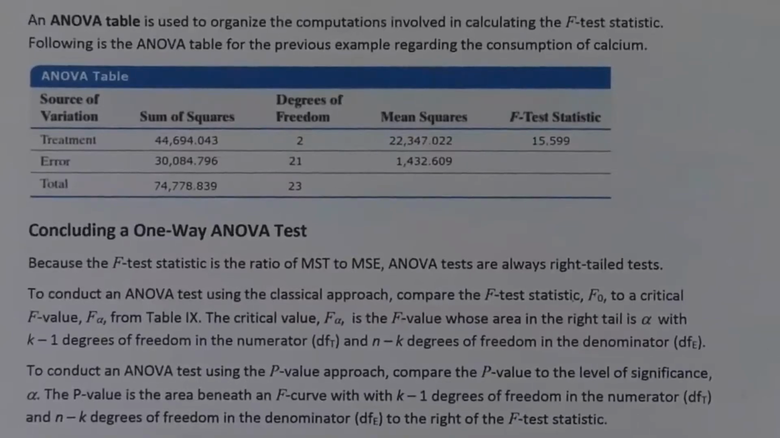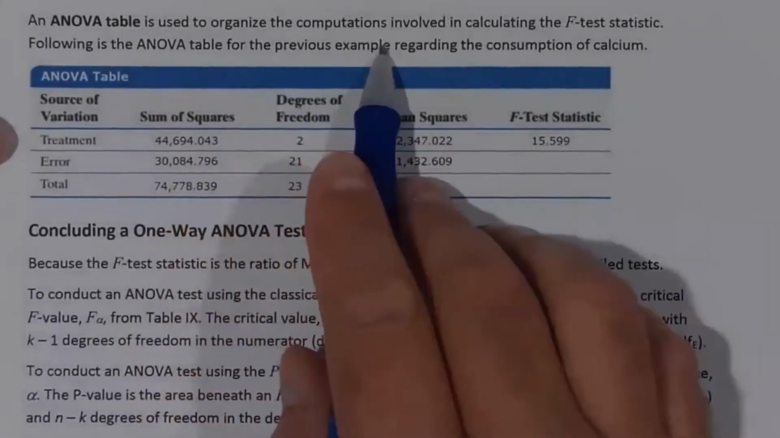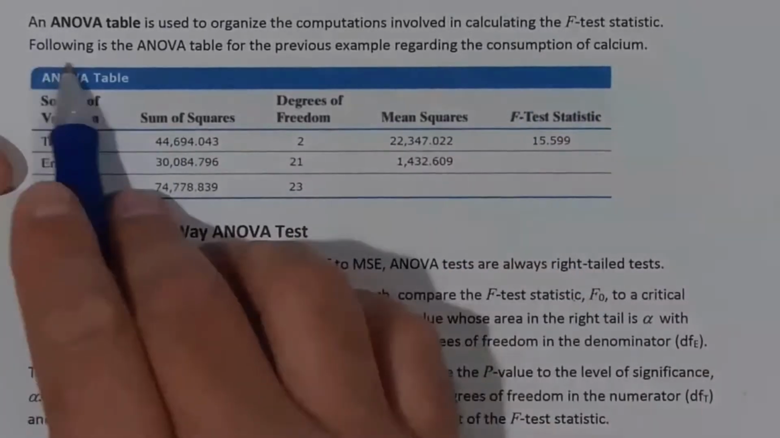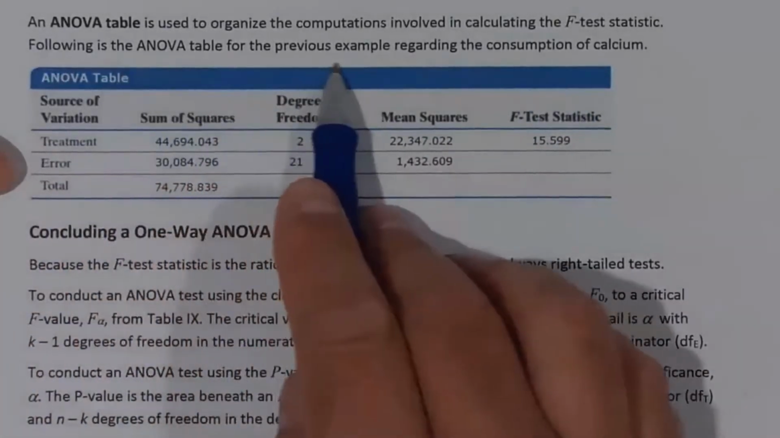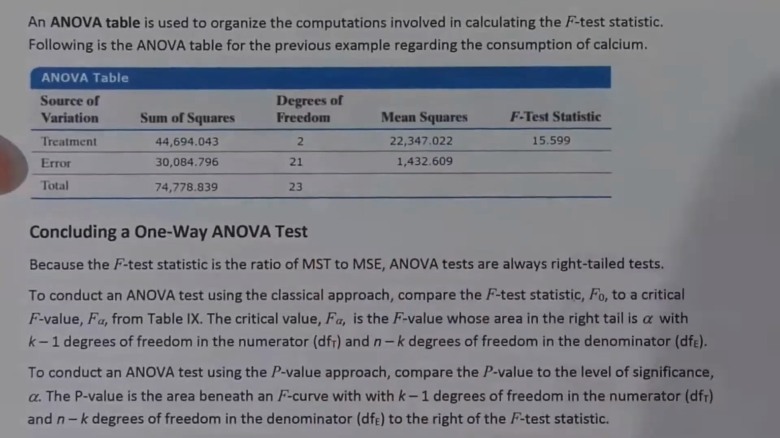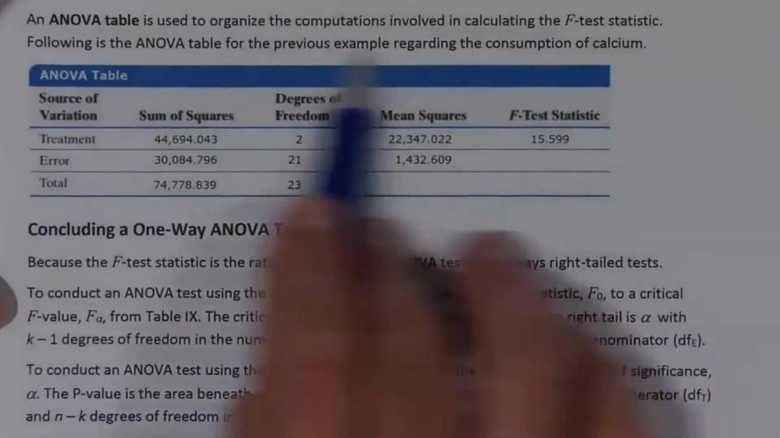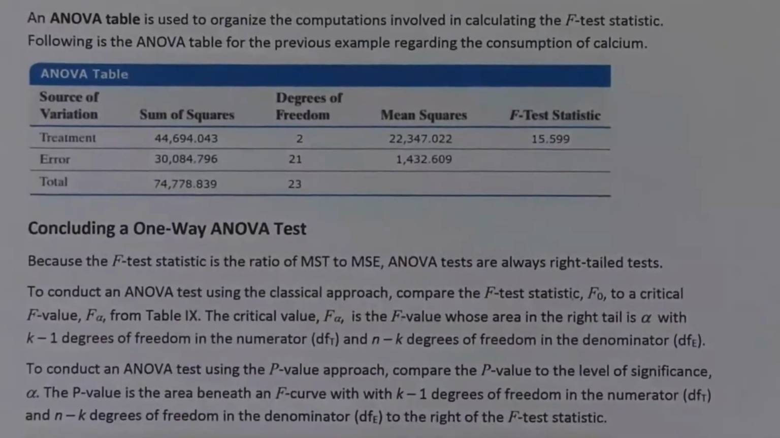An ANOVA table is used to organize the computations involved in calculating the F-test statistic. Following is the ANOVA table for the previous example regarding the consumption of calcium. So what I have right here is just an ANOVA table, which is, again, an organization of the information that we just found in our previous calculations.